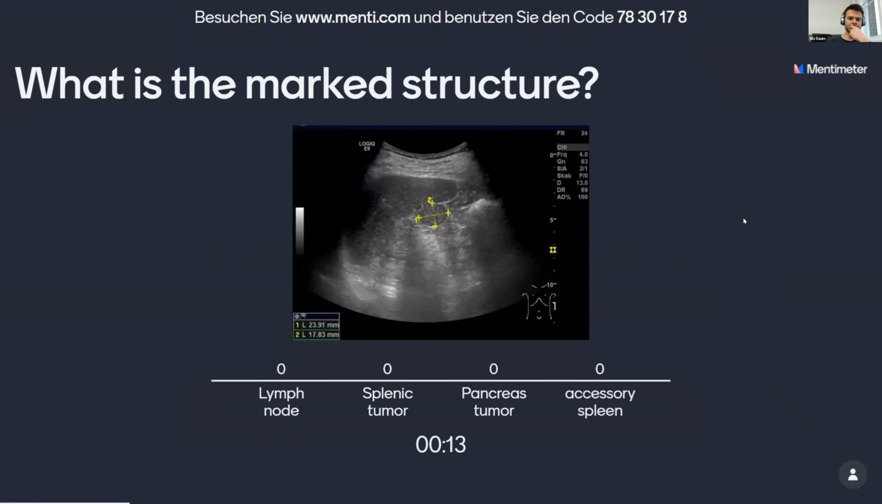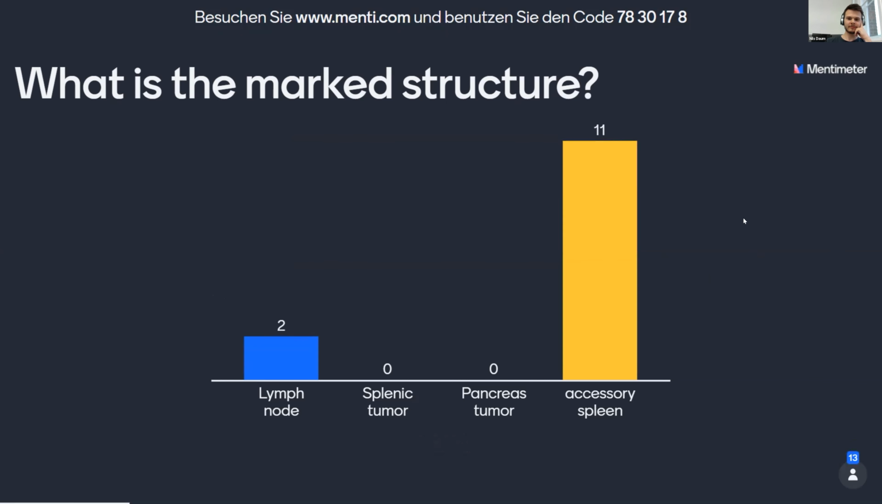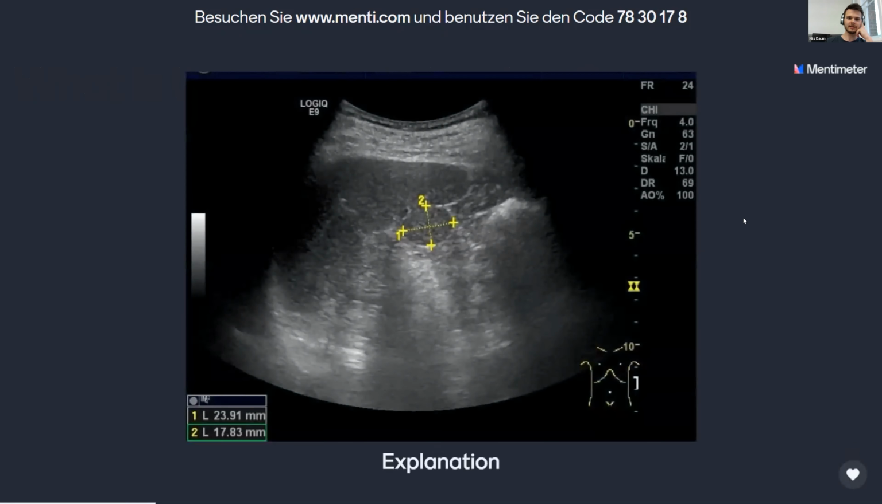What do you think it could be? Is it a lymph node, a splenic tumor, a pancreas tumor, or maybe an accessory spleen? Exactly. 11 were totally right. It's an accessory spleen. We can also see it here. It has the same ultrasound structure here, and it's also here right now in the spleen.